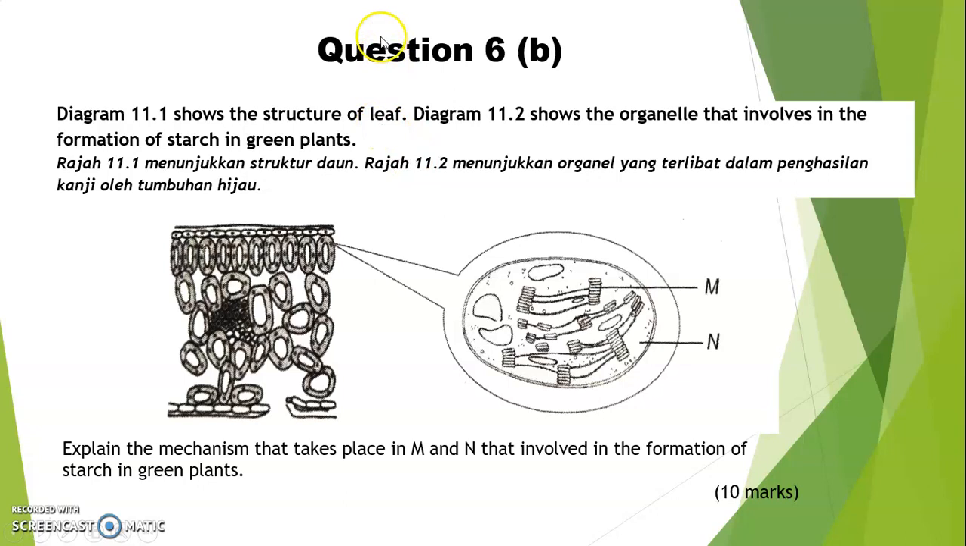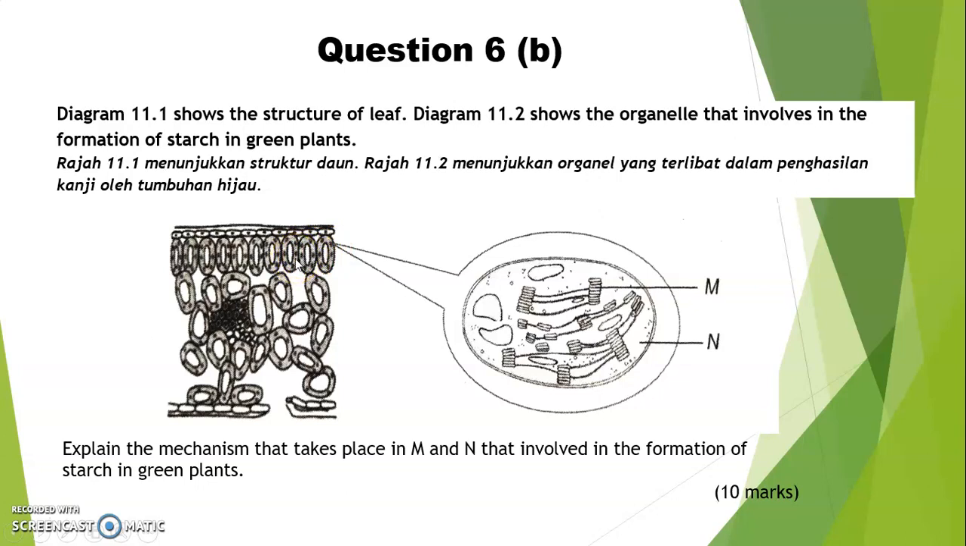Okay, last question. Question 6b. Diagram 11.1 shows the structure of leaf. Diagram 11.2 shows the organelle that is involved in the formation of starch in green plants. So this is referred to the structure of the leaf, and this one referred to the organelle that is involved, which is referred to the chloroplast. So this one referred to what type of cell? This is referred to the palisade mesophyll cells. Palisade mesophyll cells contain a lot of chloroplasts.